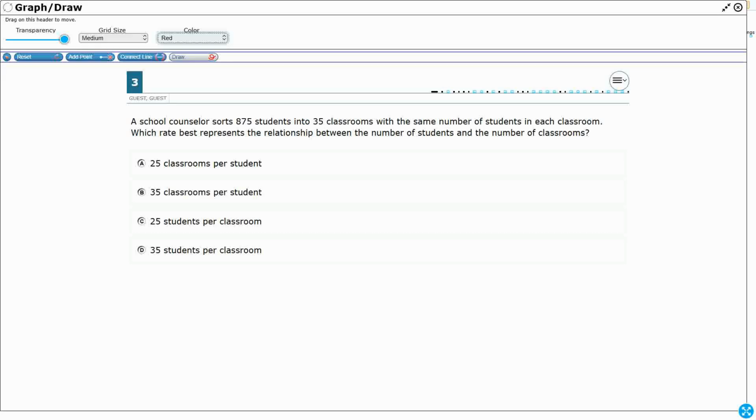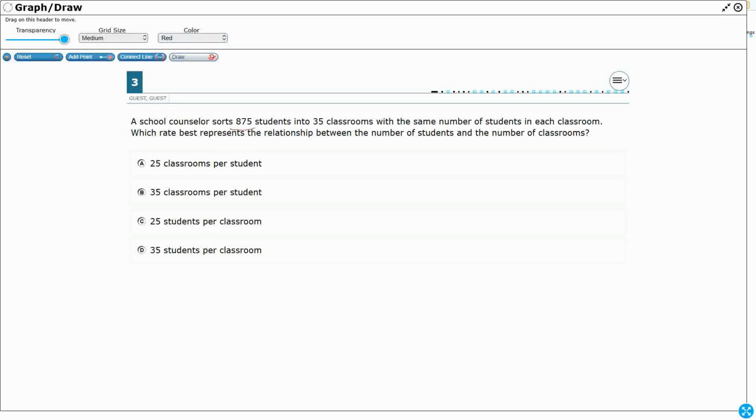All right, so we've got just a simple thing happening. We're sorting 875 students into 35 classrooms, and we need to have the same number in each classroom. So we're dealing with equal groups. Whenever we see a problem that talks about the same number in each group, or the same size, or a specific number in each group, equal group always gives us a hint that we're probably dealing with multiplication or division, because you have to have equal groups to multiply or divide. So we need a rate between the number of students and the number of classrooms.